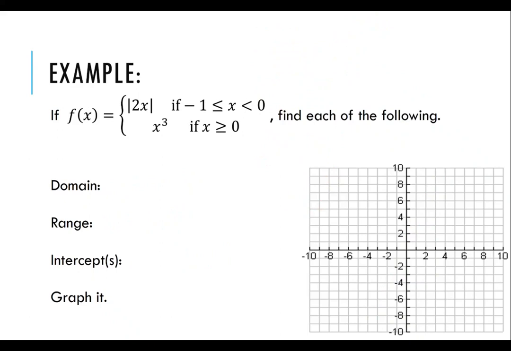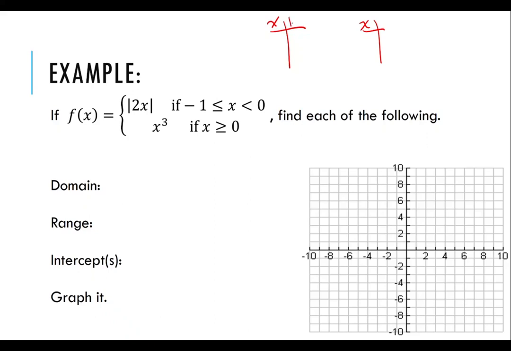Now given f of x is equal to the absolute value of 2x if x is between negative 1 and 0, including negative 1, and it looks like x cubed if x is greater than or equal to 0. I'm going to start by graphing it again. I'm going to use a t-chart, some x values, another t-chart for the other piece, pick some x values. If I had 3 pieces, I'd have 3 t-charts. For the absolute value of 2x, we know that that's going to be true from negative 1 to 0, and then we might want to pick a value in between.